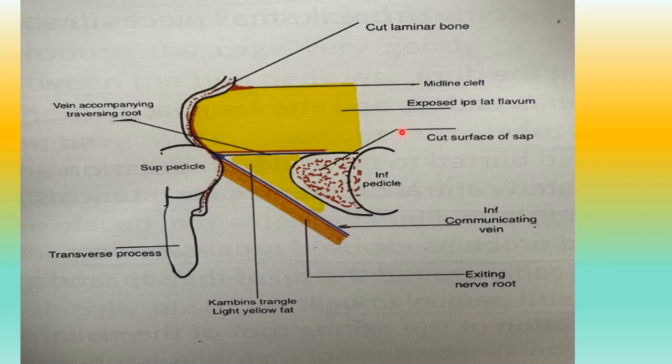Then there is the anatomy of the paravertebral area, that is para-UBE. This is the Kambin triangle, and this is the SAP. Margins are attached with the ligamentum flavum, and this is the exiting root. Somewhere here is the traversing root, and this is the midline cleft. This is the cut lamina. So our working area is this.